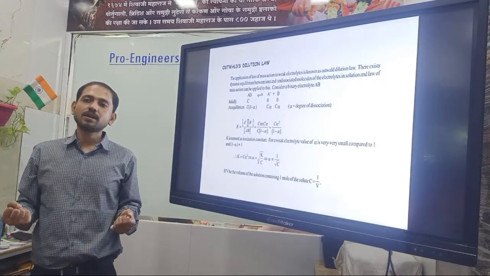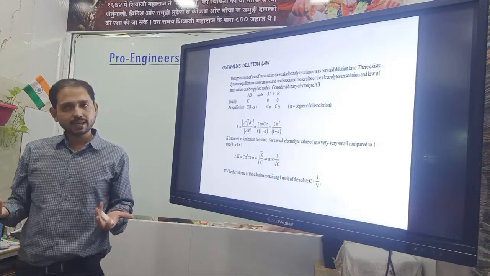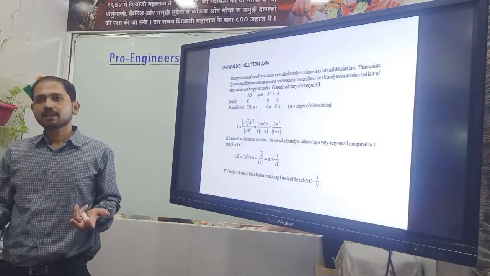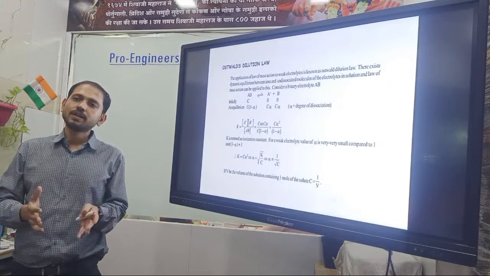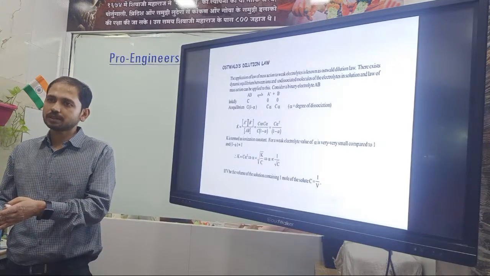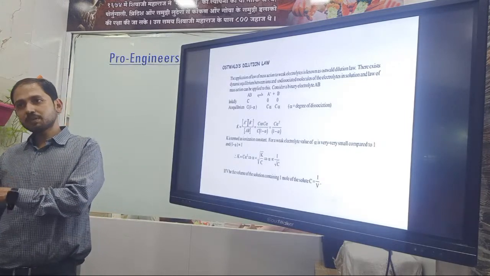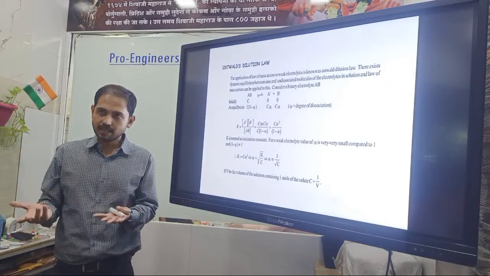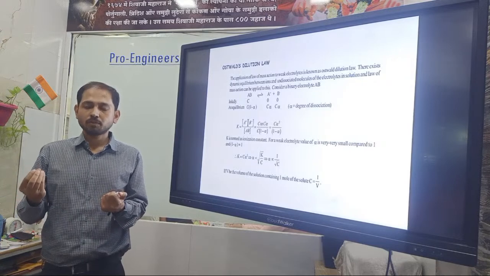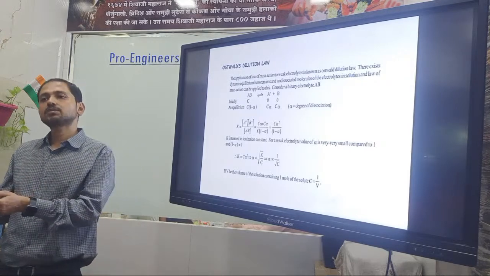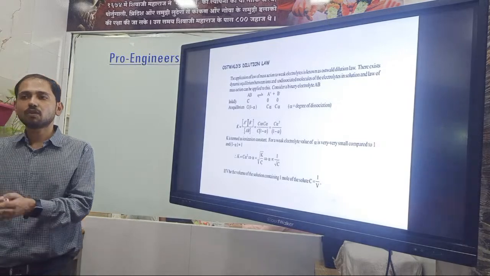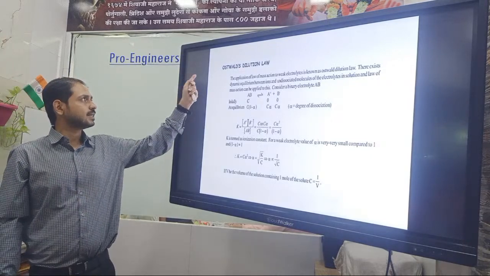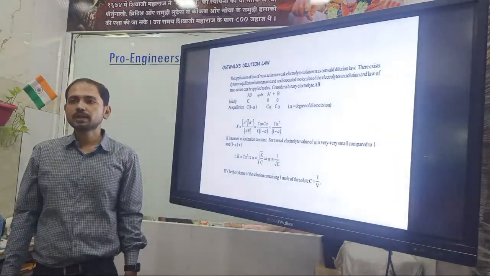So what are the weak electrolytes? Weak acids and weak bases. So now what happens if we dilute the weak acid or weak base solution? Will the degree of dissociation change, or will it remain the same? What is the relation between degree of dissociation and the concentration for weak electrolyte? To understand this, we need to study Ostwald dilution.